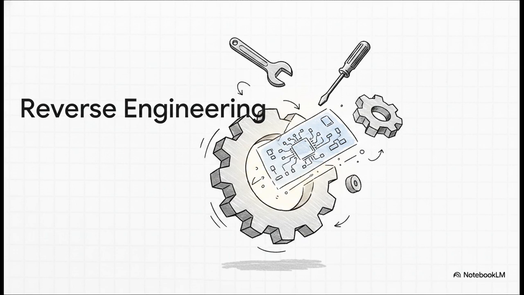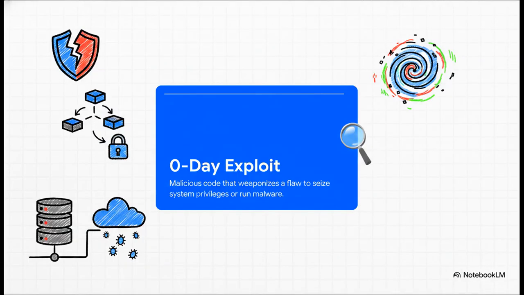But what if the attacker doesn't actually have the original source code? Well, that is where reverse engineering comes in. They use specialized, heavy-duty tools like Ghidra, IDA Pro, or Binary Ninja to deconstruct the compiled software. They're essentially working backwards, translating raw machine code into something readable so they can figure out exactly how the software operates under the hood. But here's the absolutely crucial point.